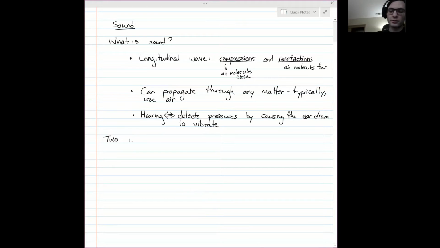There are two ways to describe the disturbance of a sound wave.